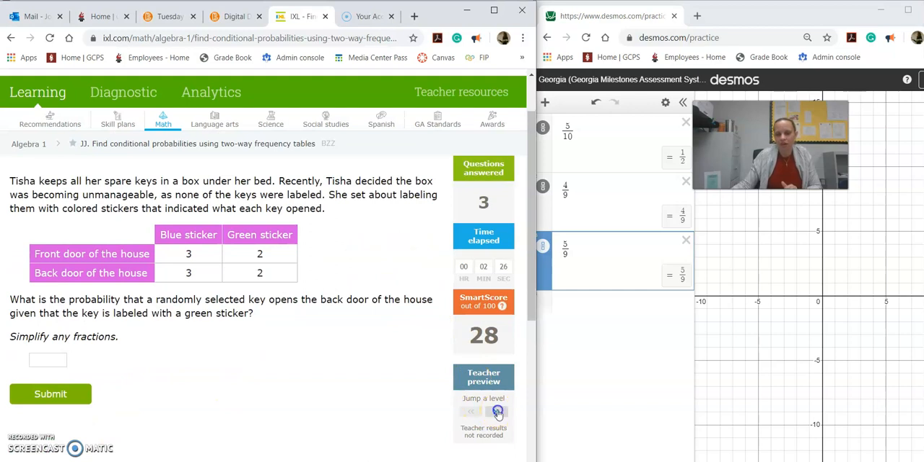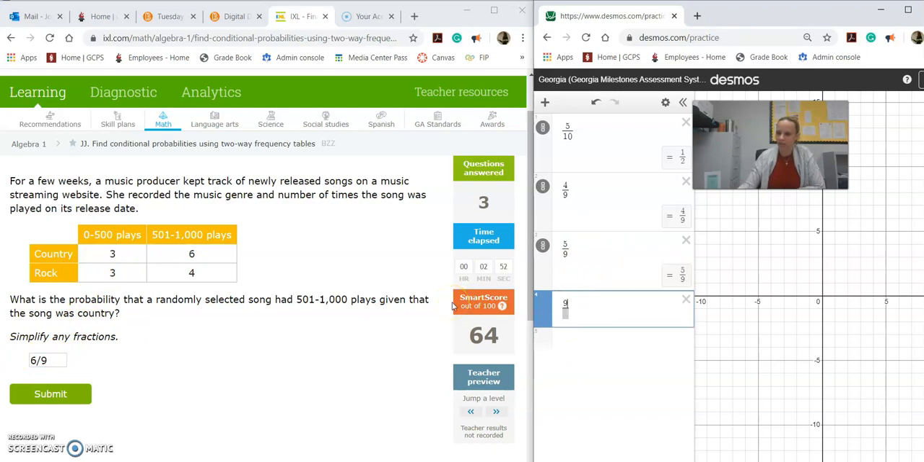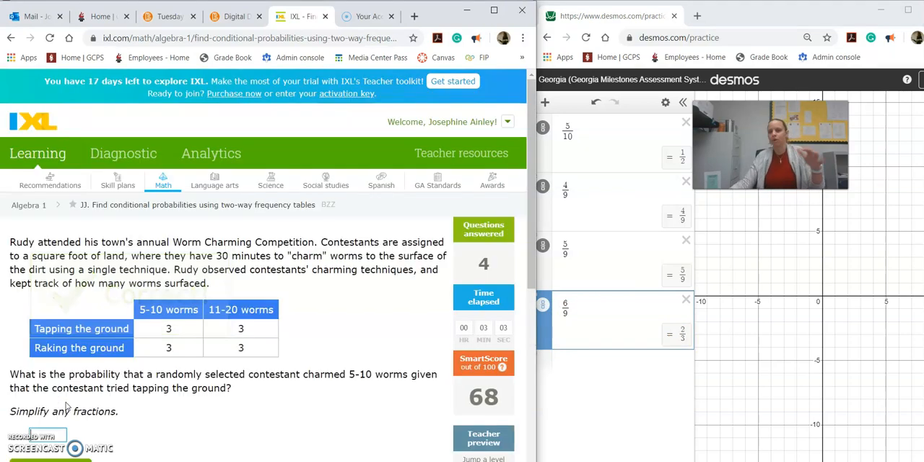All right, so I'm just going to skip a level, just to make sure the question changes. What's the probability that a randomly selected song had 501 to 1,000 plays, given that the song was country? So what is my total? Whatever the country songs are, which is 9. And I want it to have 501 to 1,000, so it's 6 over 9. So once again, you go 6 divided by 9. Make sure that you put it in Desmos, 6 over 9, and then hit the fraction bar. It simplifies to 2/3, so make sure you change that. Boom, just like that.